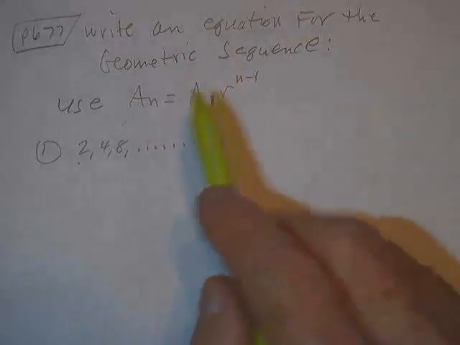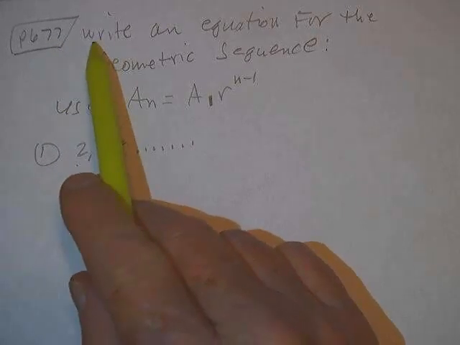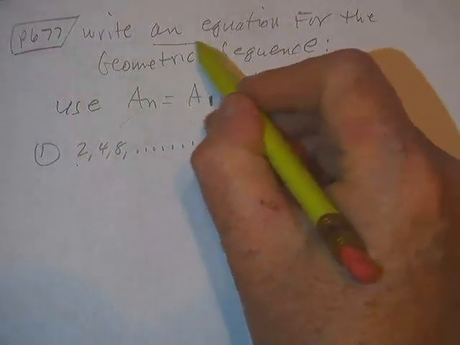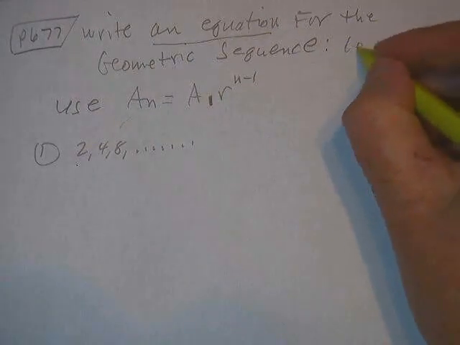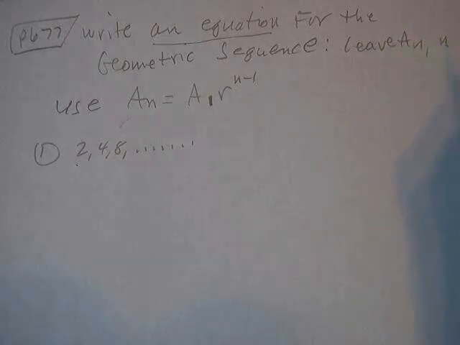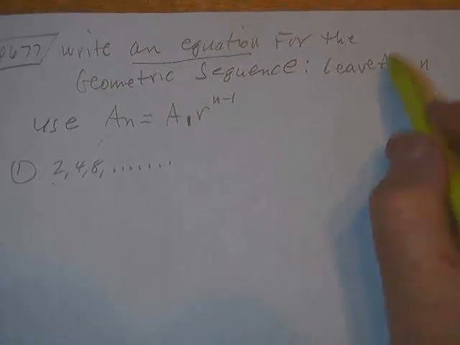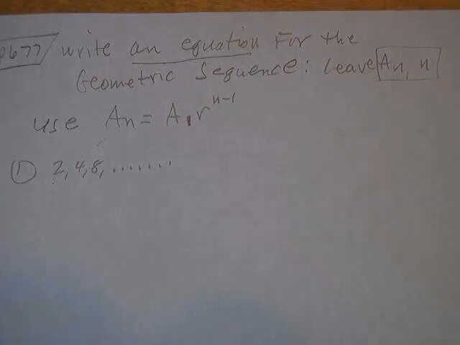Welcome back. Here we go on some problems off page 677. And this first kind is write an equation for a geometric sequence. So on these, we're going to leave an and n in the problem. You just want to leave those in there. And then this equation will work for anything.